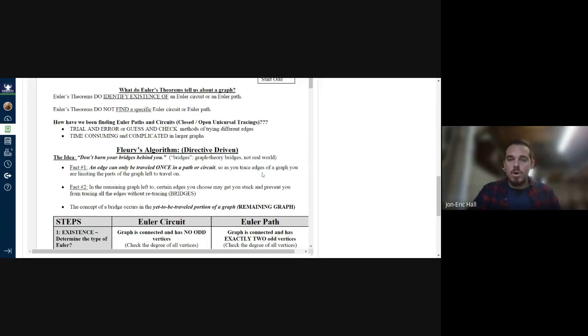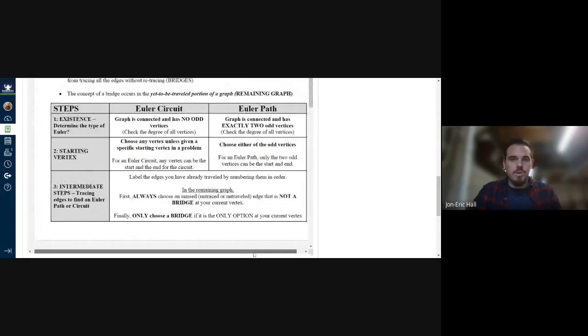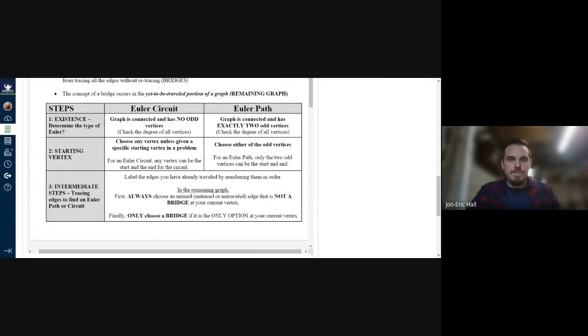So here are our steps that Fleury has decided to use. A nice little graphic table here. You know I love my tables. We've got 3 steps, and one is for the Euler circuit, one's for the Euler path. Let's focus right now on the circuit. So step number 1, the existence. Determine if it is a Euler circuit. So that's the whole thing that we typed in and wrote before. The graph is connected and has no odd vertices. So that's when everything has even degrees on all the vertices. Does it exist? From Euler's theorem. Okay, it exists.